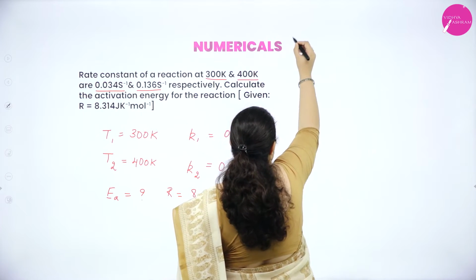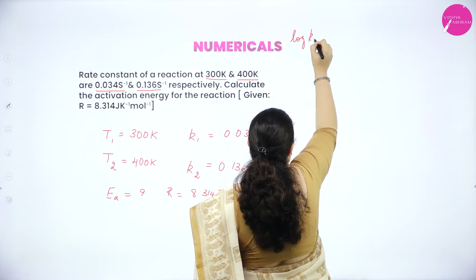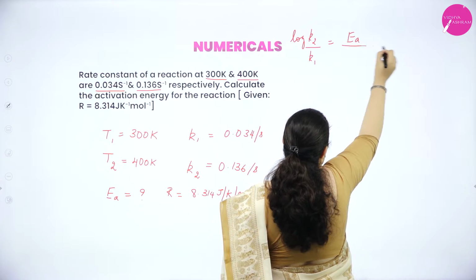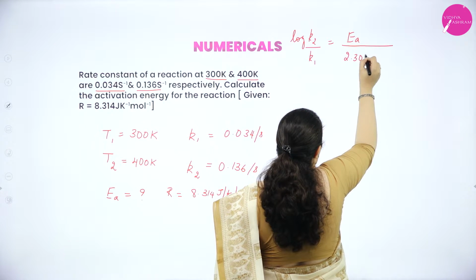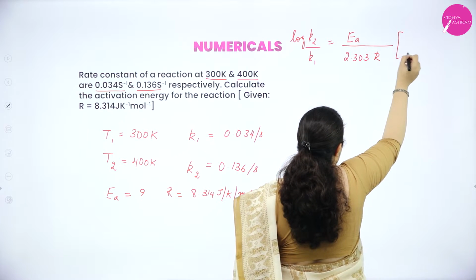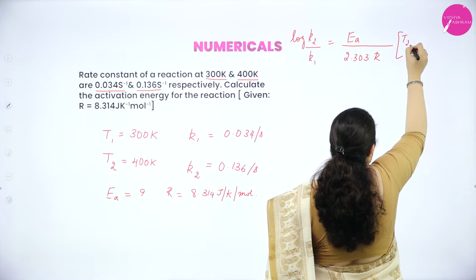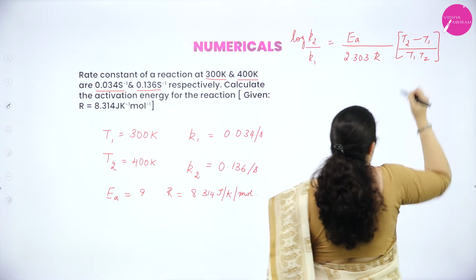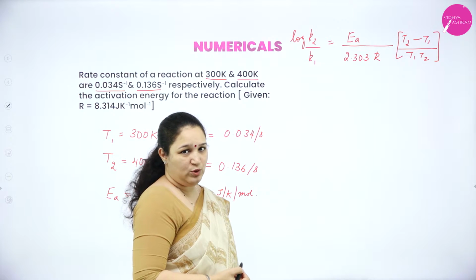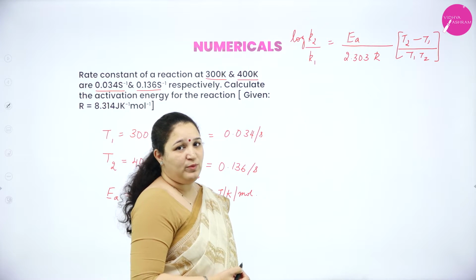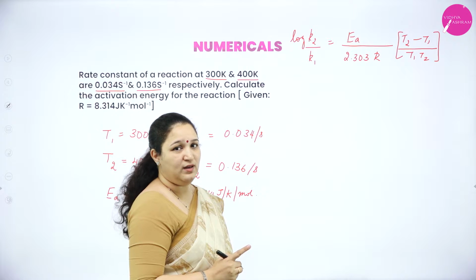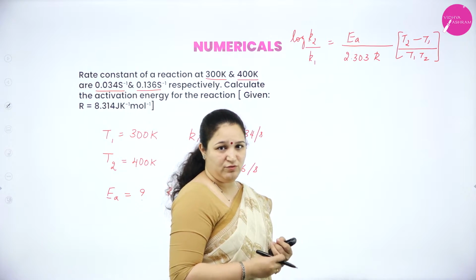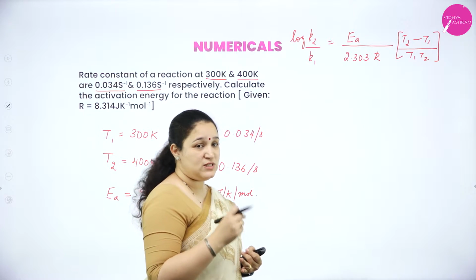Okay, now which is the formula I have to use to calculate activation energy? That is log of K2 by K1 is equal to EA by 2.303 R into T2 minus T1 by T1 T2. So this is the formula you have to use. Just for writing the formula you will have 1 mark. Okay, if it's a 3 mark question, 1 mark is for writing the formula, 1 mark is for substitution.